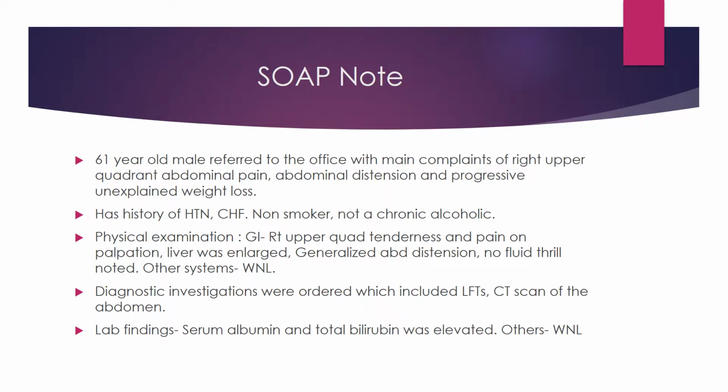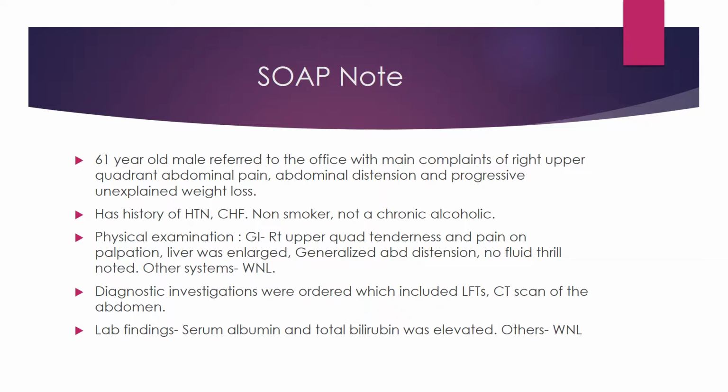This patient was referred to the clinic by his primary care physician. He was a 61-year-old male who came with the main complaints of right upper quadrant abdominal pain, abdominal distension, and progressive unexplained weight loss since 2 months. He has a history of hypertension and congestive heart failure and is on treatment. He is a non-smoker and not a chronic alcoholic.